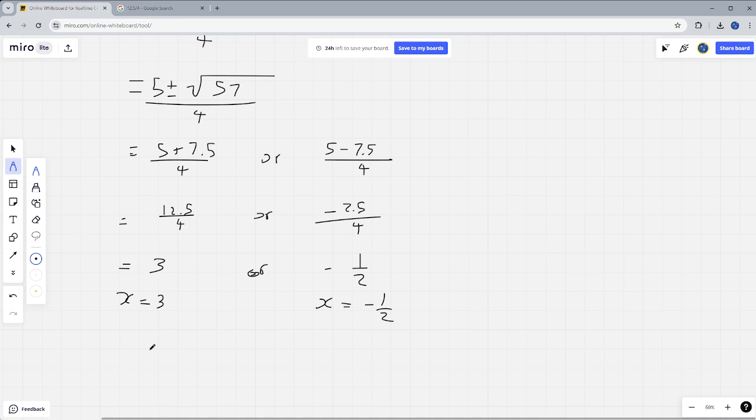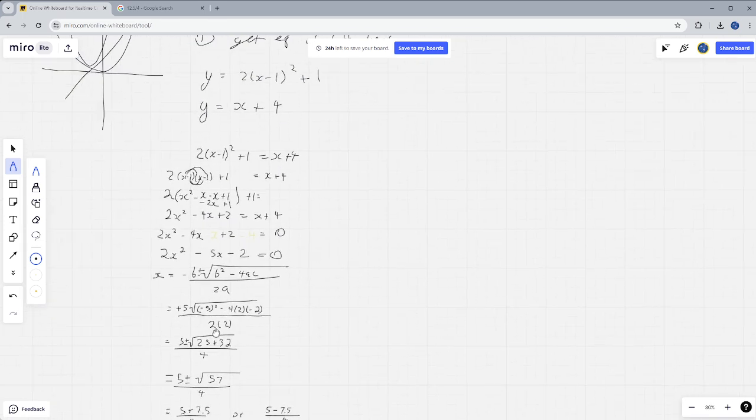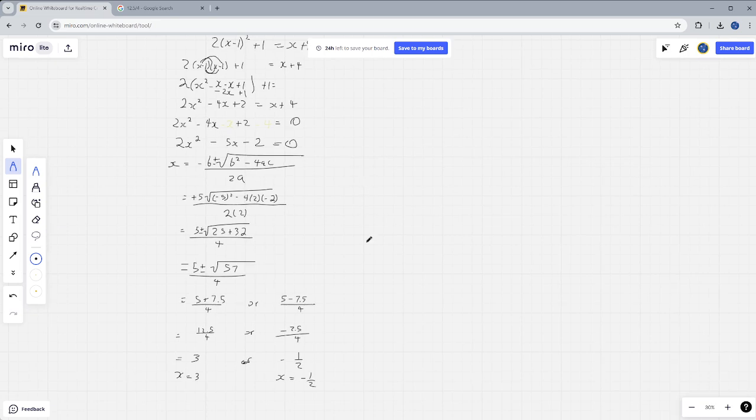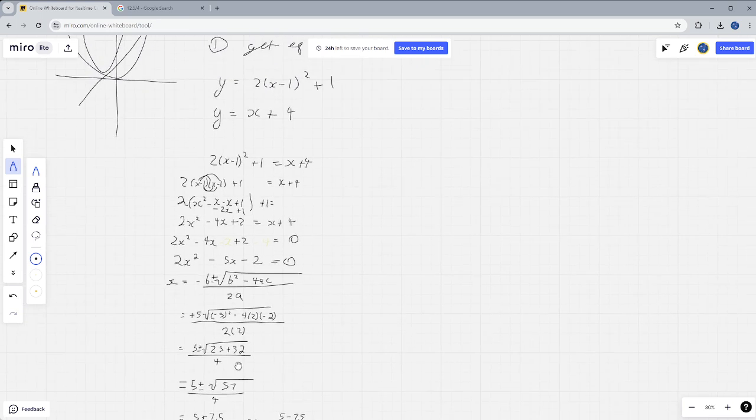Now, to find the y value, you can just plug this back into either of the formulas, because we know they're going to meet here. In this case, it's going to be a little easier to do it for x plus 4, since it's a much simpler equation. But it'll give you the same result if you plug it into our quadratic as well, right? We rounded, so it might be slightly off in this case, but if you didn't round and you kept radicals, it would be spot on.